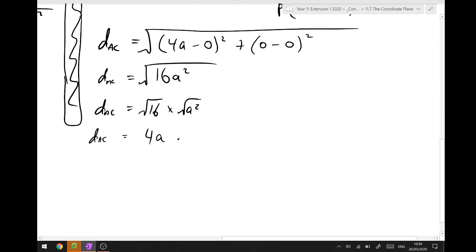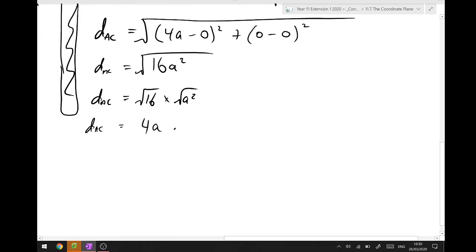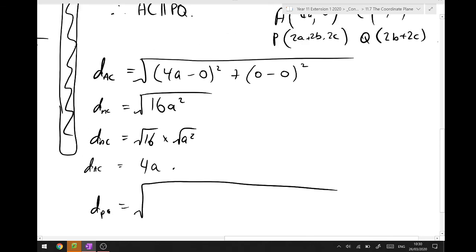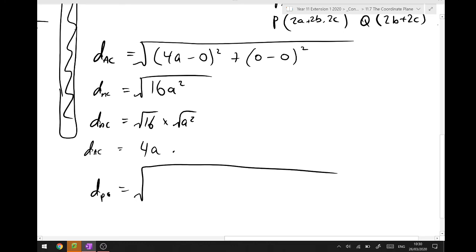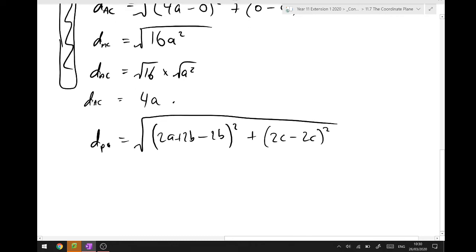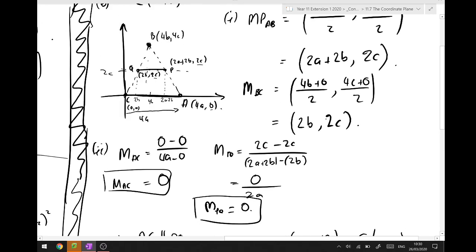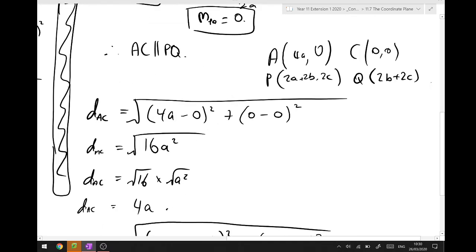Now, let's do the distance of PQ. So D of PQ is equal to the square root of. Now this one's going to be a little bit trickier. It's going to be the difference of the x's. So we've got 2a plus 2b minus 2b, all squared, plus 2c minus 2c. And we know that's going to be the case for the y's too, because the difference between the two y's is just 0 because they're on the same horizontal line.